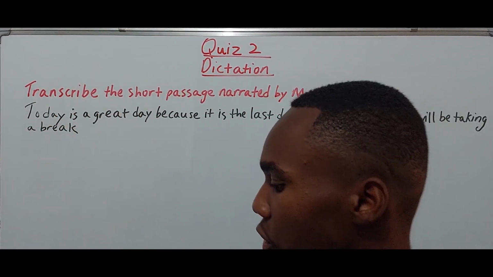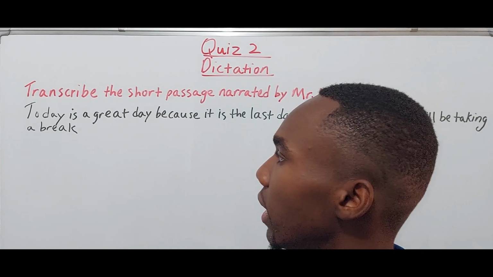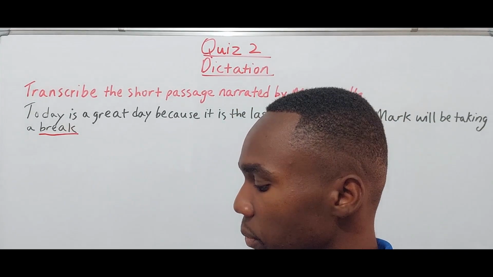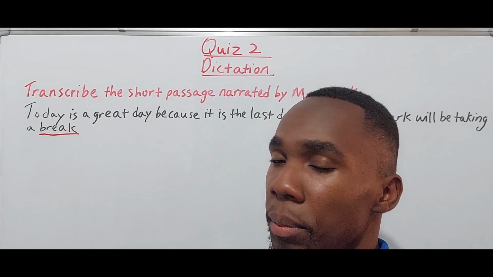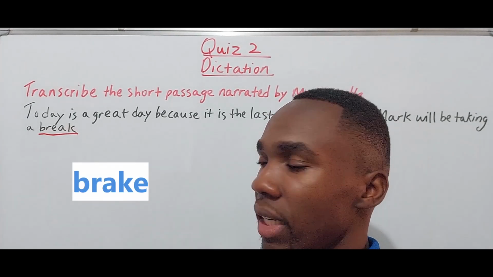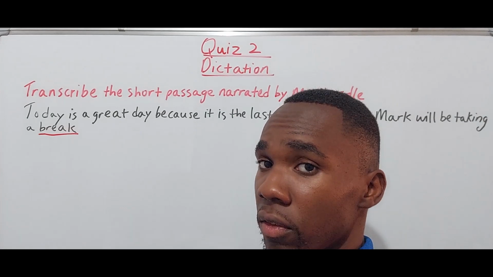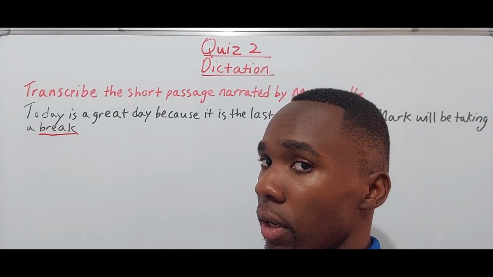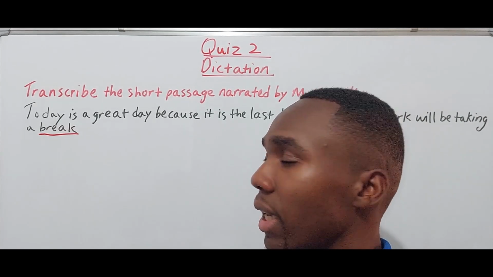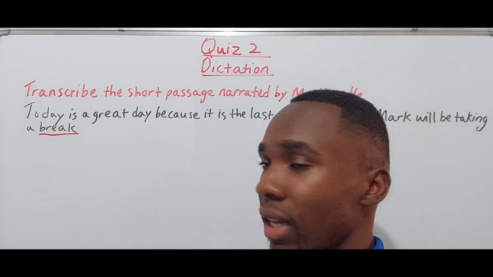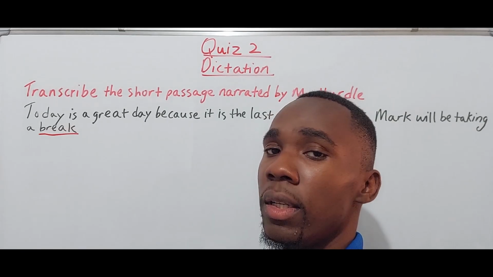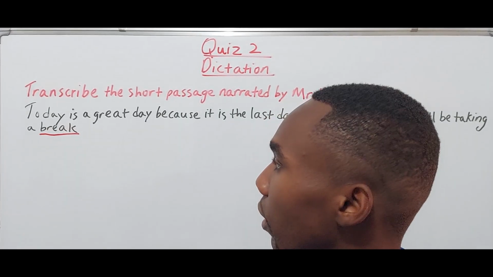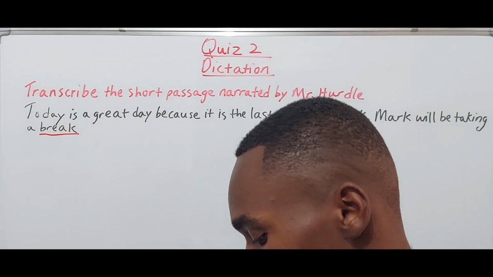So this is word number 2. B-R-E-A-K. You could have spelled that B-R-A-K-E, but B-R-A-K-E refers to the brake in vehicles, which is what is used to stop the vehicle. So B-R-E-A-K, we are referring to a rest, and this could also be used as a verb to mean to damage something. But we are using it as a noun.